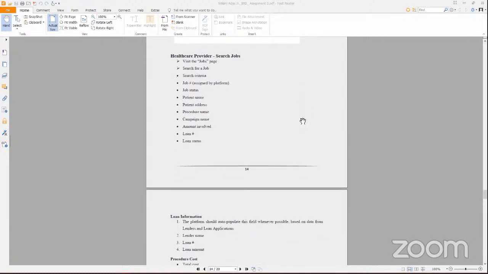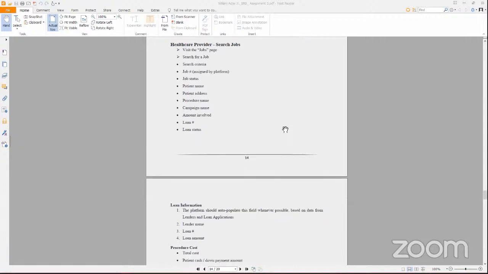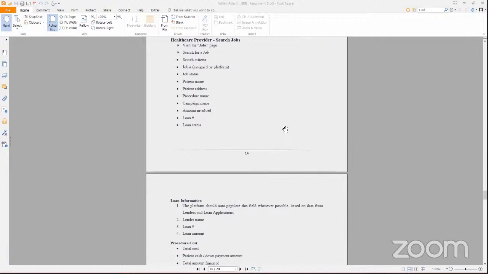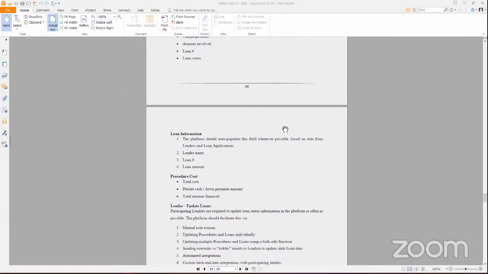We have a flow process here for the healthcare provider. So as a healthcare provider, you can equally search for jobs. It's not always that the patient must come to you. You can also equally search for jobs. So you can visit the job space, search for a job, the criteria of the job status, the patient's name, the address, the procedure name that you want, the amount involved, the loan status, and so on and so forth.